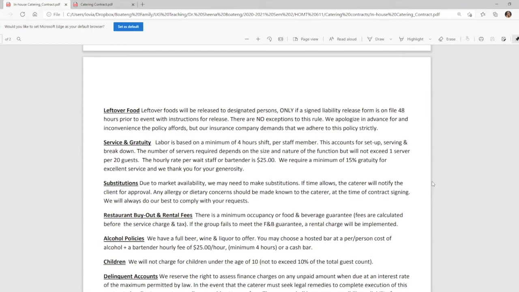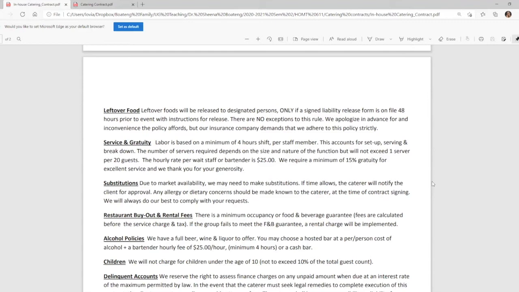We apologize in advance for any inconvenience the policy affords, but our insurance company demands that we adhere to this policy strictly. That's because if there's leftover food and it's given to anybody and everybody, and something happens as a result of consuming that leftover food, they'll be held responsible.